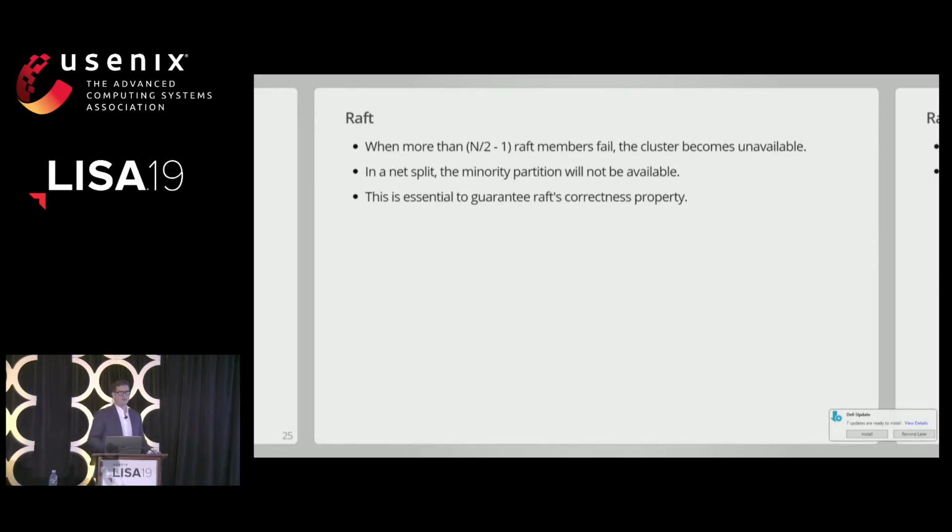When more than half of the members fail, the cluster becomes unavailable. It's not going to service any requests until you restore enough members to that cluster to make it work again. If you have a network split, the minority becomes unavailable. And this is essential to guarantee Raft's correctness property.